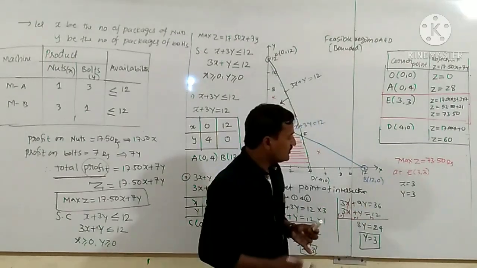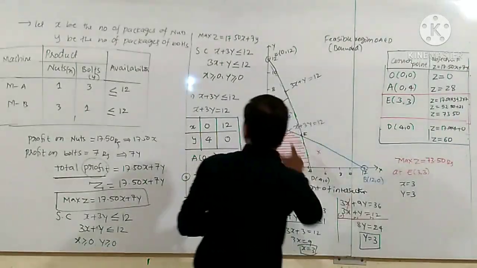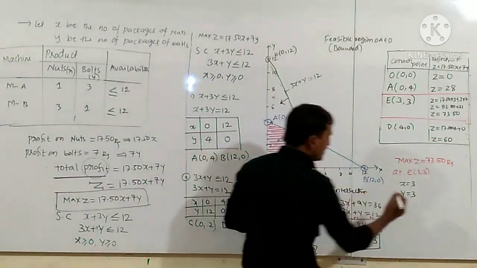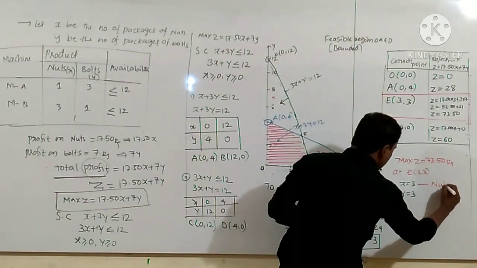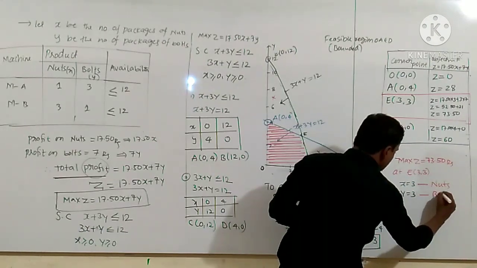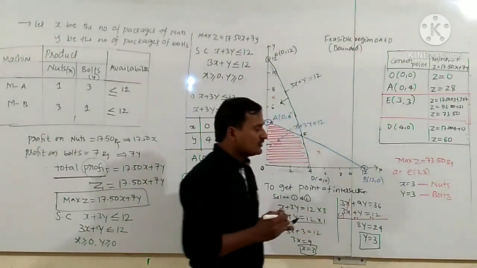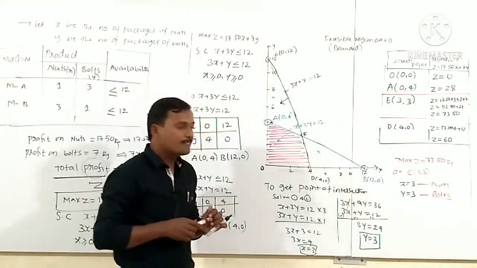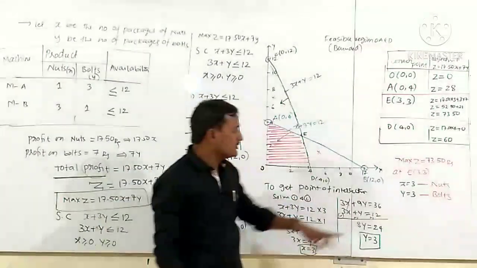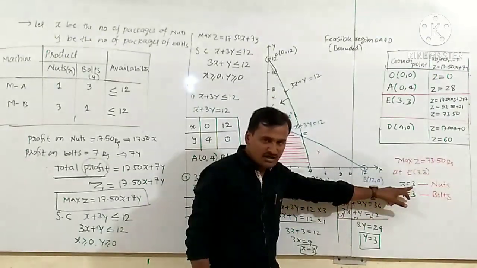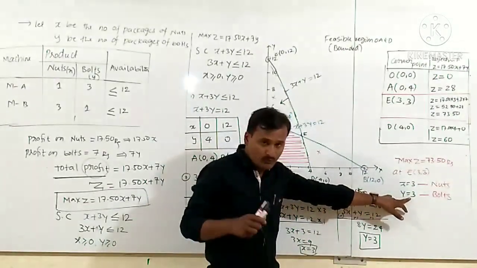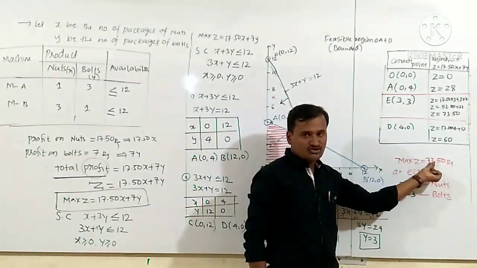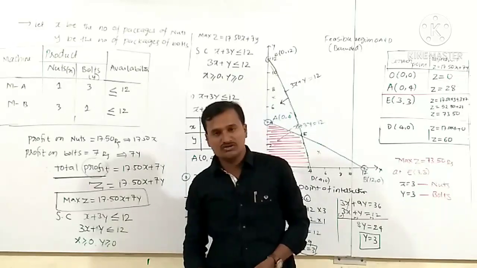x means you have taken the number of packages of nuts, and y the number of packages of bolts, right? Okay. To get the maximum profit, the manufacturer should produce 3 packages of nuts and 3 packages of bolts. To get the maximum profit, Z is equal to 73.50 rupees.